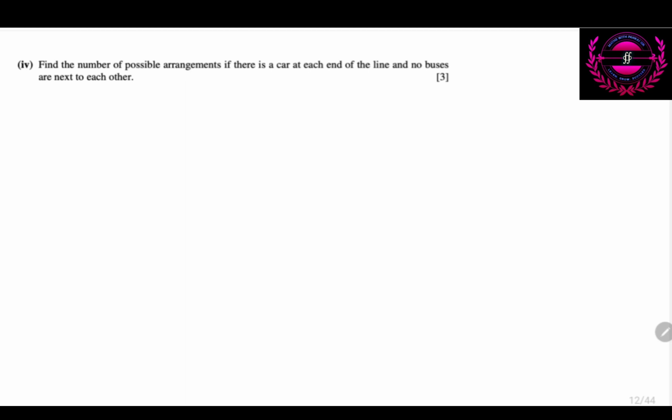See, this question is interesting. Find the number of different possible arrangements if there is a car at each end and no buses are next to each other. 1, 2, 3, 4, 5, 6, 7, 8, 9. So if there is a car at each end, this is fixed. So these two cars, C1 and C2, can be selected and arranged in total arrangements. How many cars do I have? I have three buses and I have six cars.